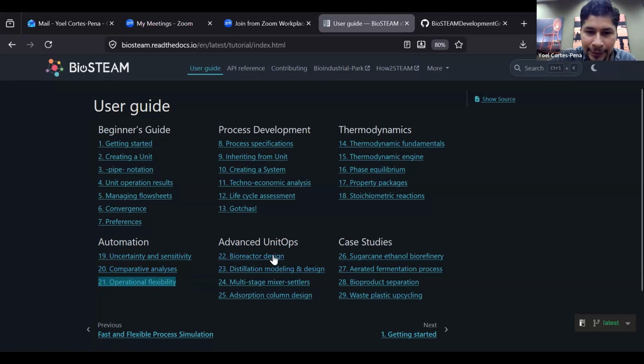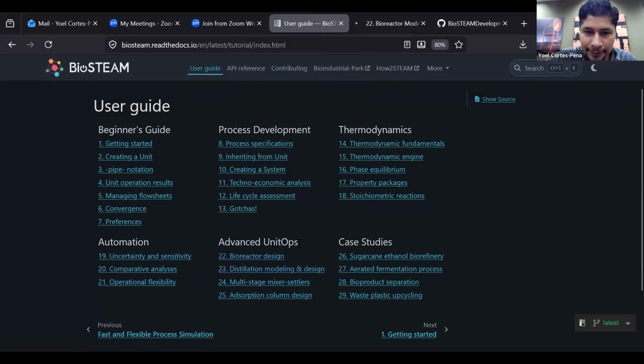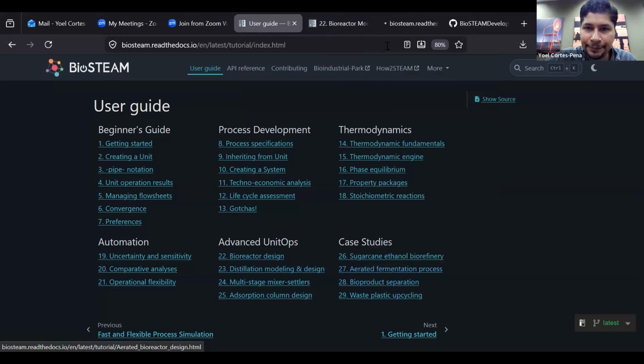Now, for advanced unit operations, this includes very rigorously modeled unit operations in BioSTEAM that require many input parameters and many design decisions. And it has a lot of details in the underlying equations and variables within the unit operation. So we're going to be focusing on the bioreactor design in today's workshop. And we'll have a look at this case study for aerated fermentation.